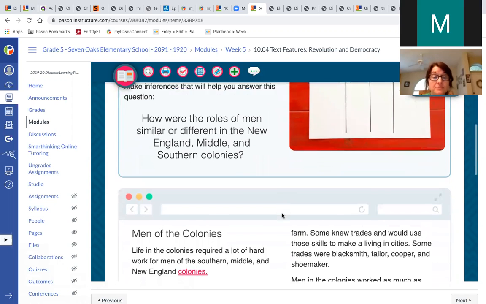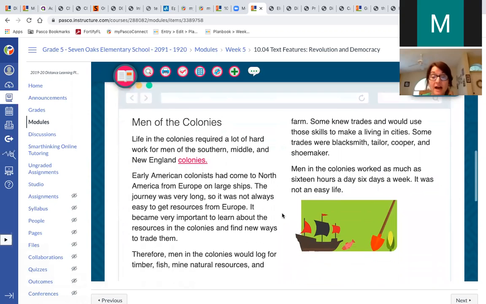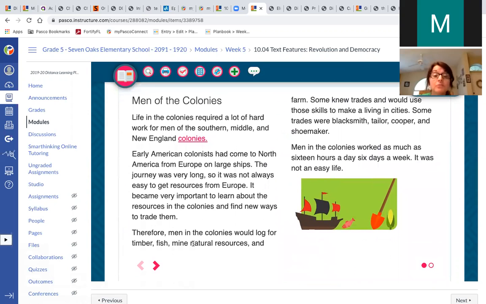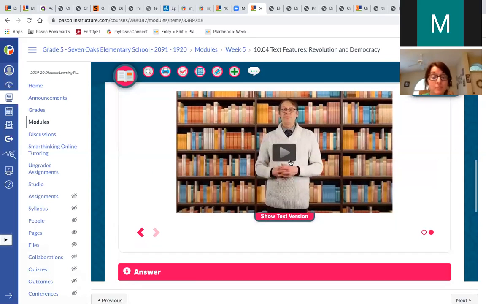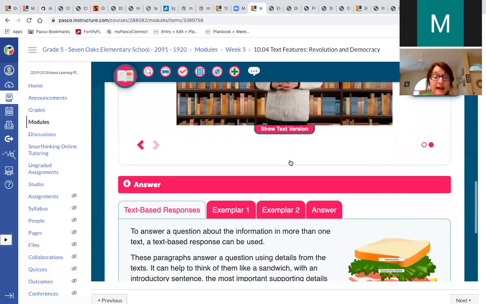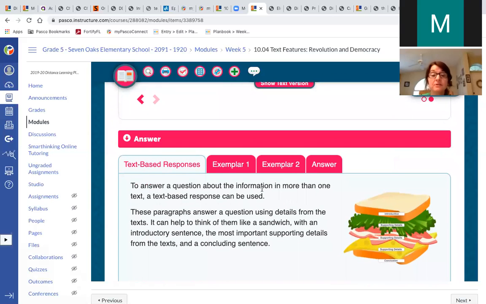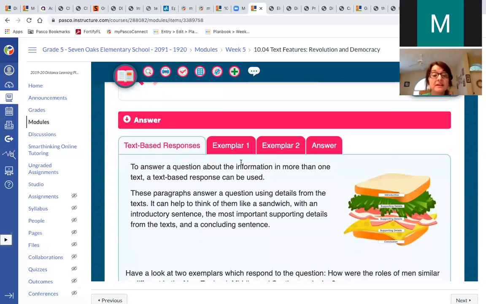All right. So as we scroll down, men of the colonies, you guys are going to want to read through this very carefully, pay close attention to the vocabulary. Click on that next slide. Here, there's a video. You'll want to watch this video. It's going to give you some very helpful information. Okay. And then down here, this is really important because this is going to give you examples of text-based responses.